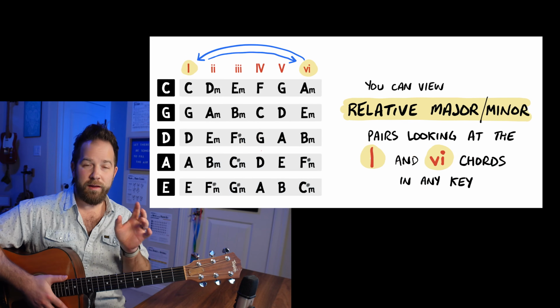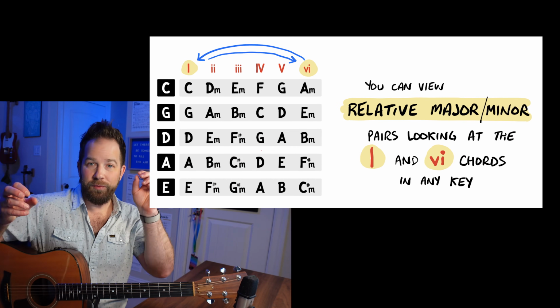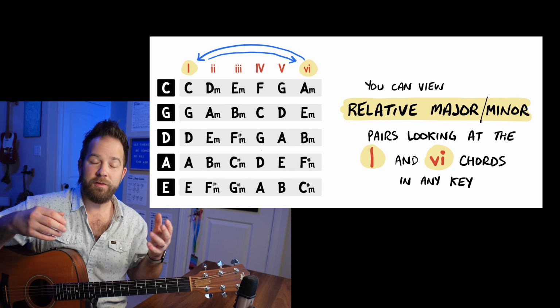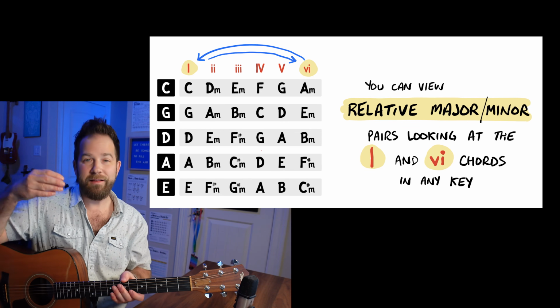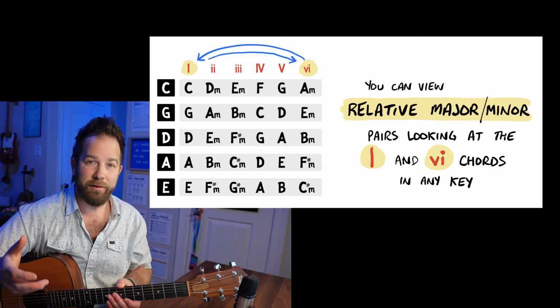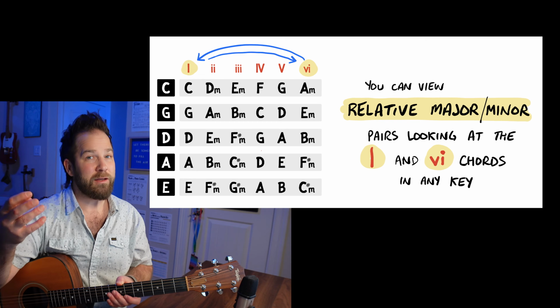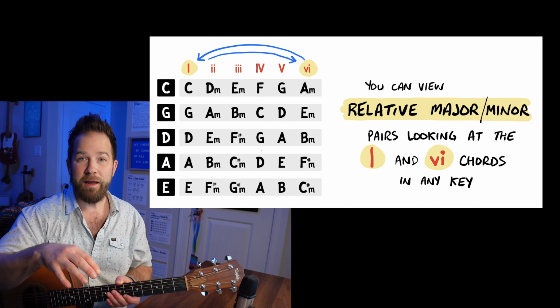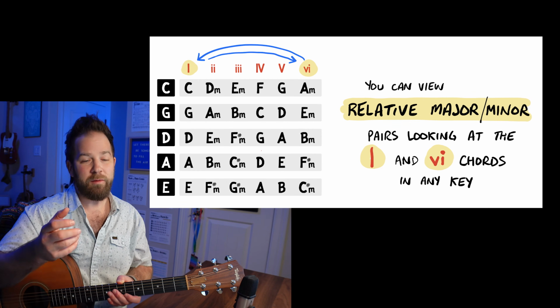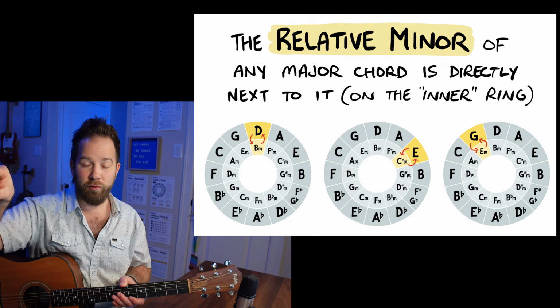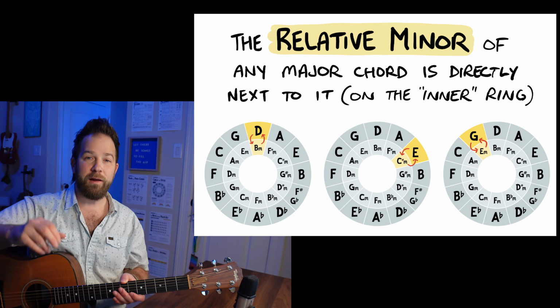The 6th chord is what the relative minor is to the 1. So whatever key we're in, the 1 chord is our tonic, that's sort of our home base, and then the 6th chord is the relative minor of that same chord. Okay, it's going to sound similar. The 6th chord is going to be used a lot of the time in any major key. So I think that's one thing to be aware of, is you look at any major chord on the outside, you just look directly inside 1 chord, that's going to be your relative minor chord.